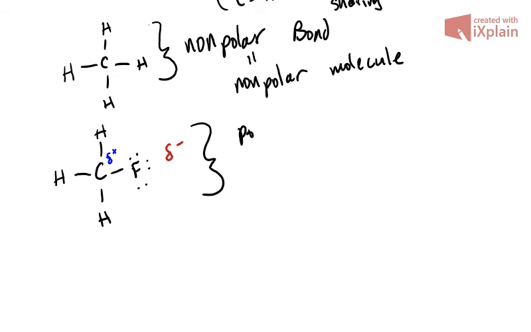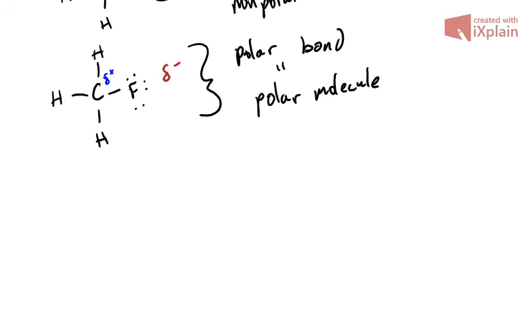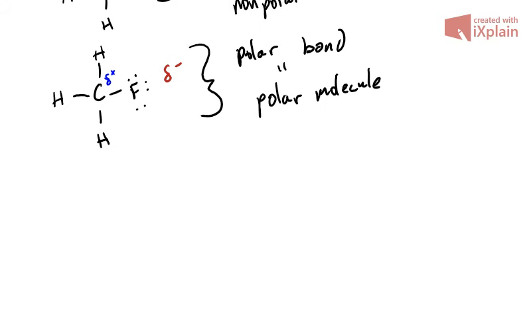So we've labeled this one as a polar bond, which leads to a polar molecule. This last example for today is going to be carbon dioxide. And this is where the shape really comes into play.